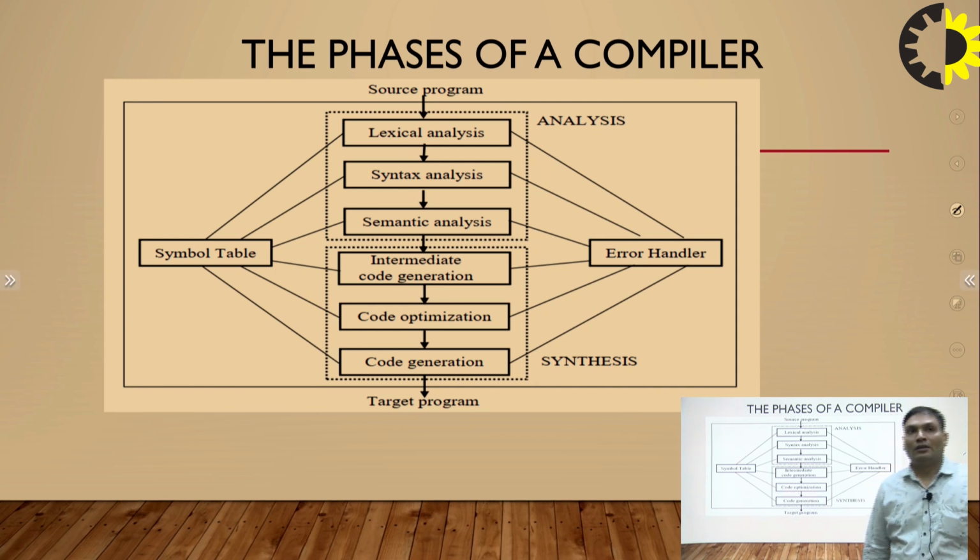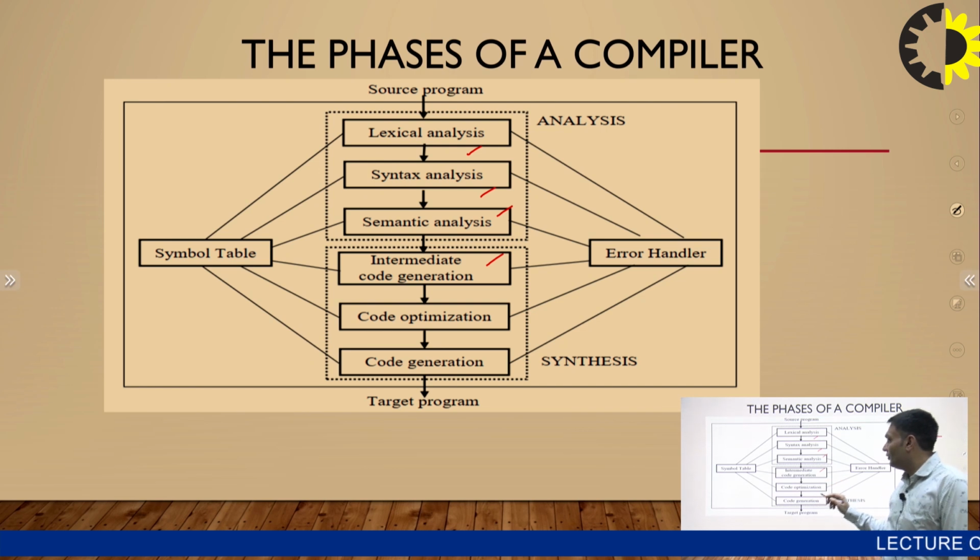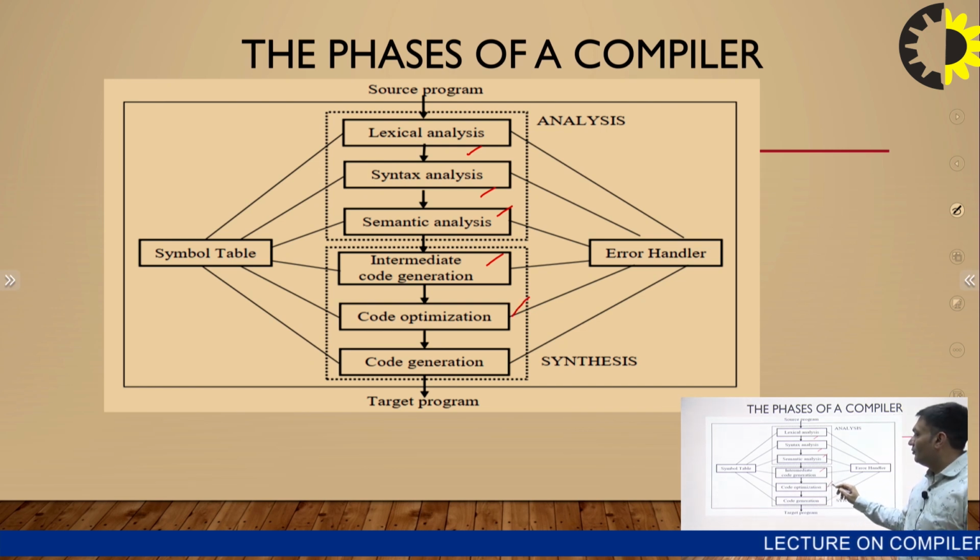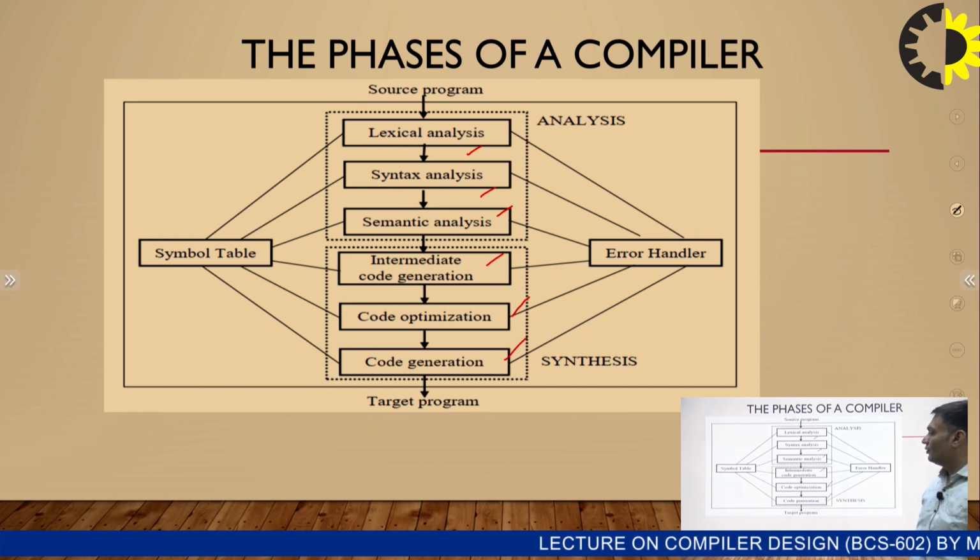Now, the next topic of today's lecture is the phases of the compiler. So basically in this diagram we can see that there are 6 phases of the compiler. First one is lexical analysis, second one is syntax analysis, third one is semantic analysis, fourth one is intermediate code generation, fifth one is code optimization, and then finally code generation.